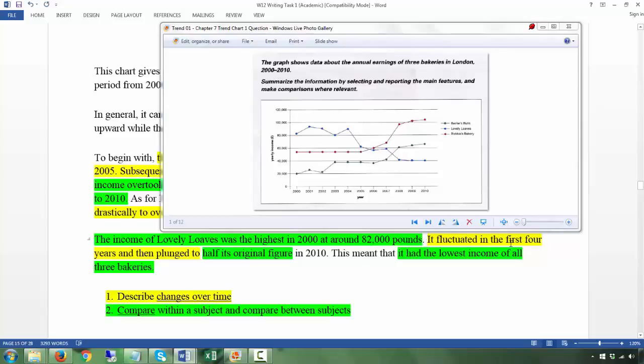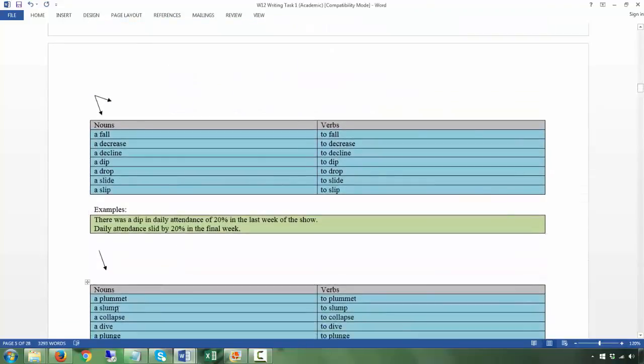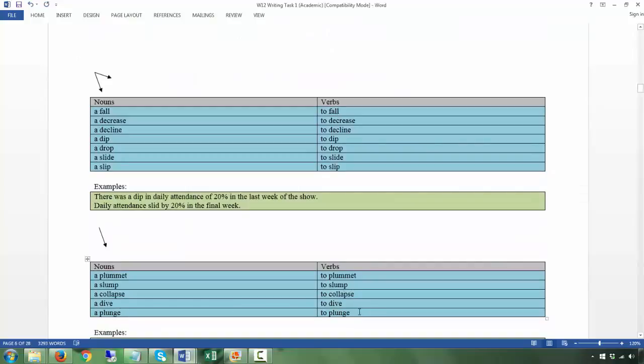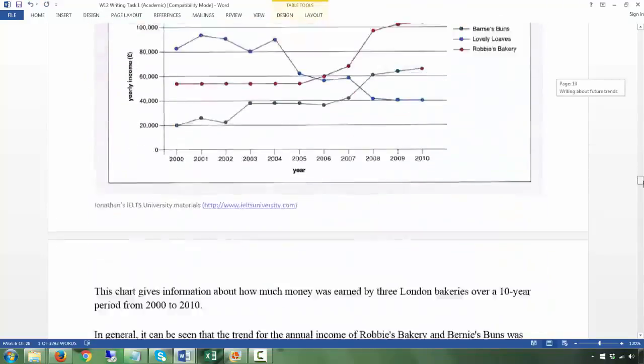It fluctuated in the first 4 years. This is talking about changes over time using fluctuation. Then plunge is a dramatic decrease. You don't use a modifier. Plunged. We're using the verb with no modifier, because a plunge already means a dramatic, huge decrease.